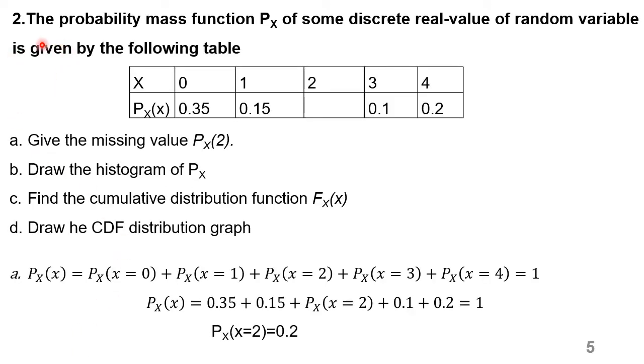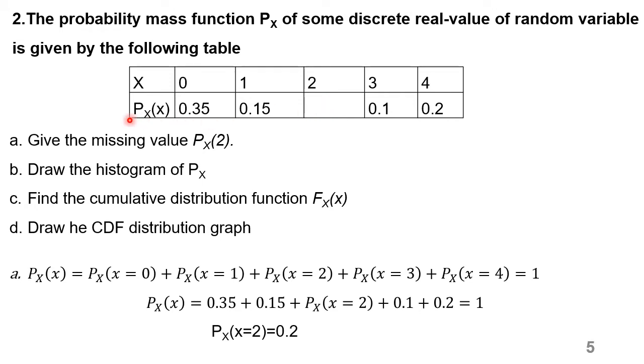Let us try to solve the second problem. The probability mass function Px of some discrete real valued random variable is given in the table. First we need to find the missing value Px of 2, and we need to draw the histogram of Px, find the cumulative distribution function Fx of x, then draw the CDF plot. So let us try to find out Px of 2.